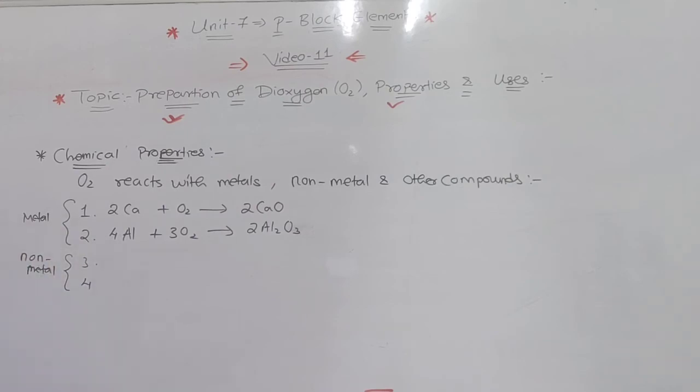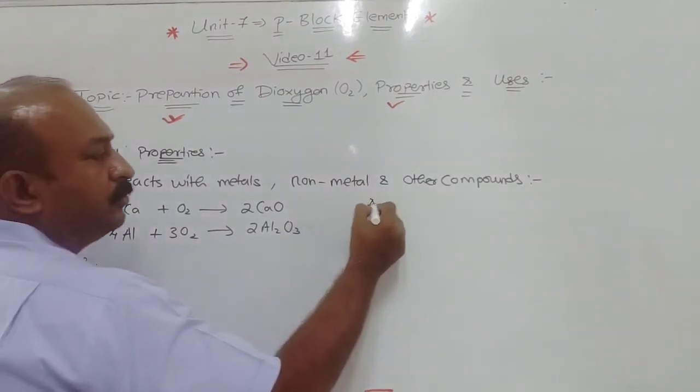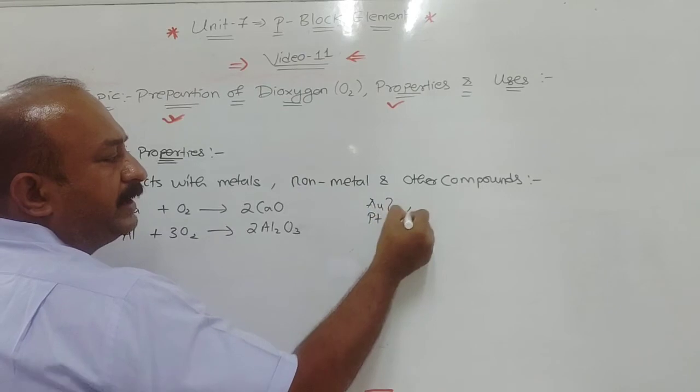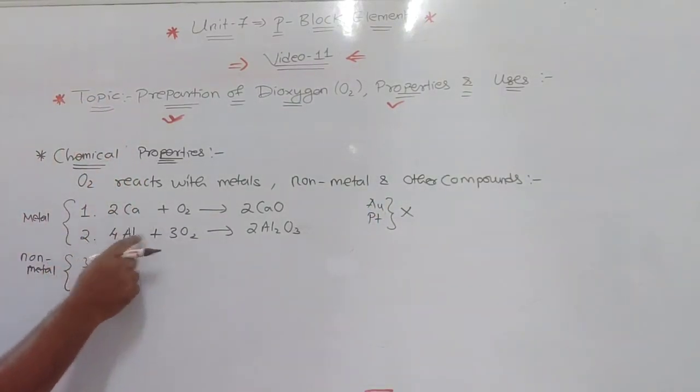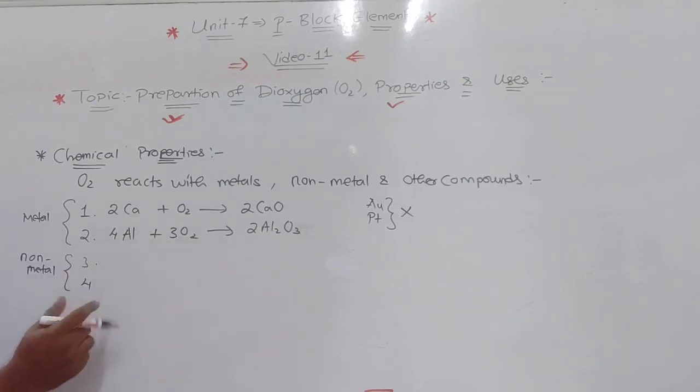Non-metal. Clear? Reaction with non-metal. Now in your textbook you can see they have given that reaction. Dioxygen directly reacts with nearly all the metals and non-metals except some metals. That is, with gold and platinum it will not react. Noble metals, gold and platinum, oxygen does not react. But with these few metals, that is given.